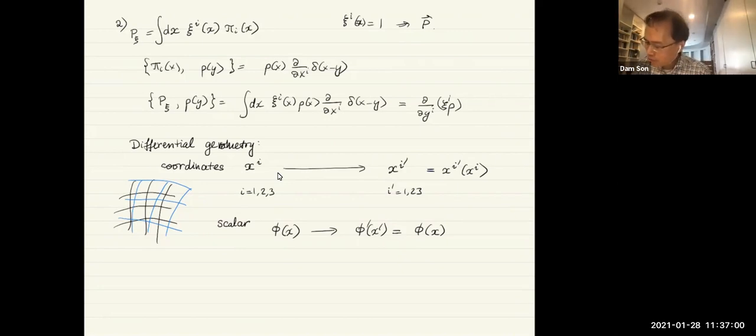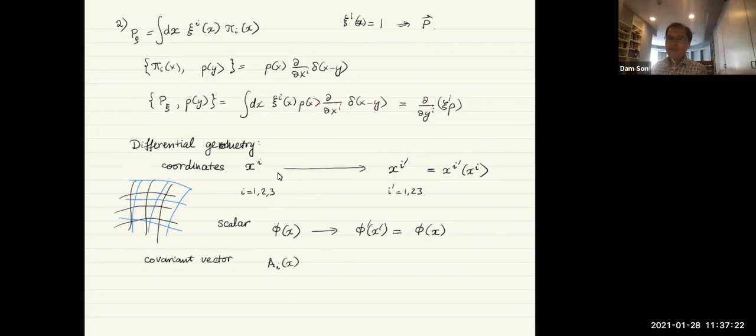Okay. Now there is some kind of tensor, but first consider vectors. There are two kinds of vectors. There's the covariant vector. A covariant vector has an index I that we put as a subscript. It transforms under a general coordinate transformation in a particular way.